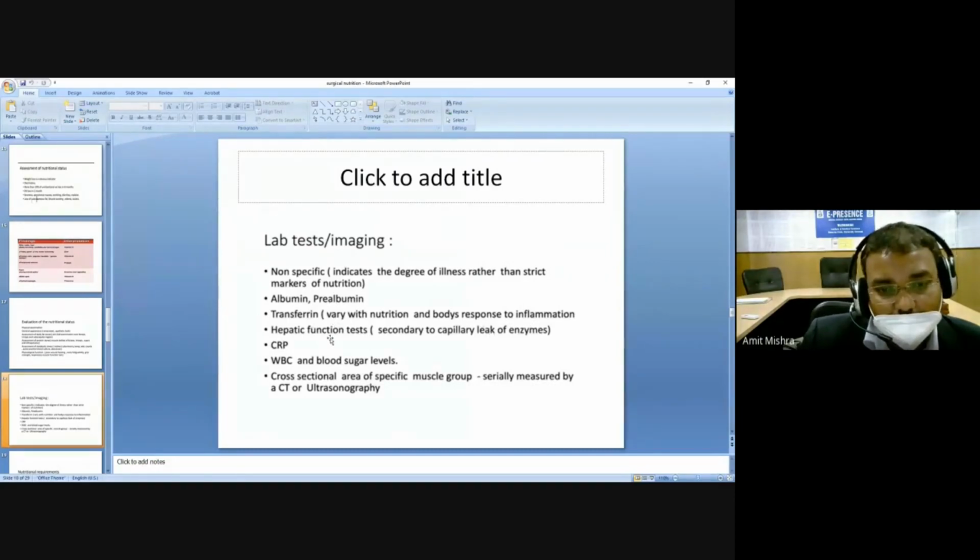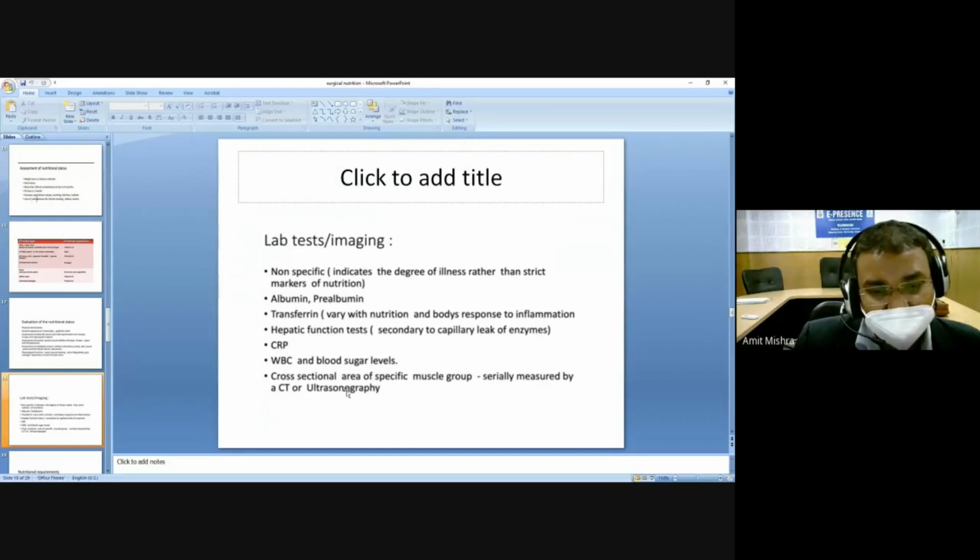Then LFT, the hepatic function test, secondary to capillary leak of enzyme. LFT is also an important factor for the nutritional assessment. Then C-reactive protein increases on the higher side when there is a certain sort of depletion. Then WBC and blood sugar level are also important factors. All these are routine assessments which we usually do in the pre-operative period for evaluation of the patient's nutritional status and fitness for surgery.